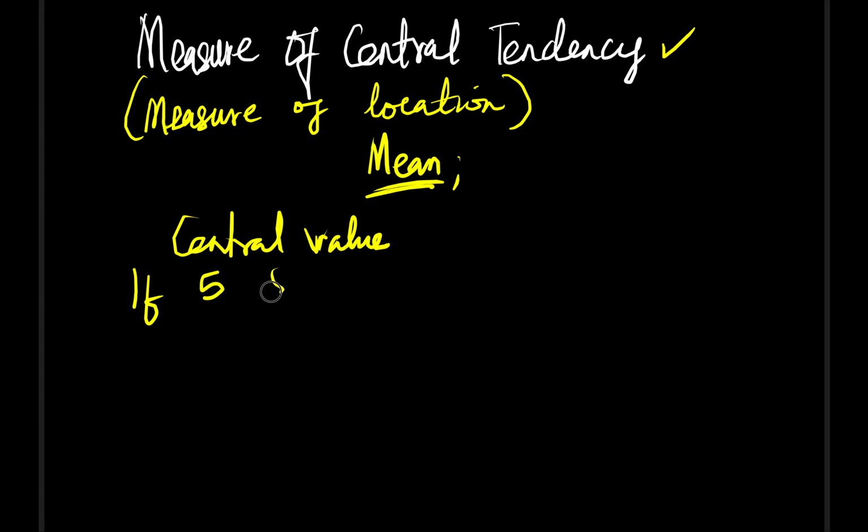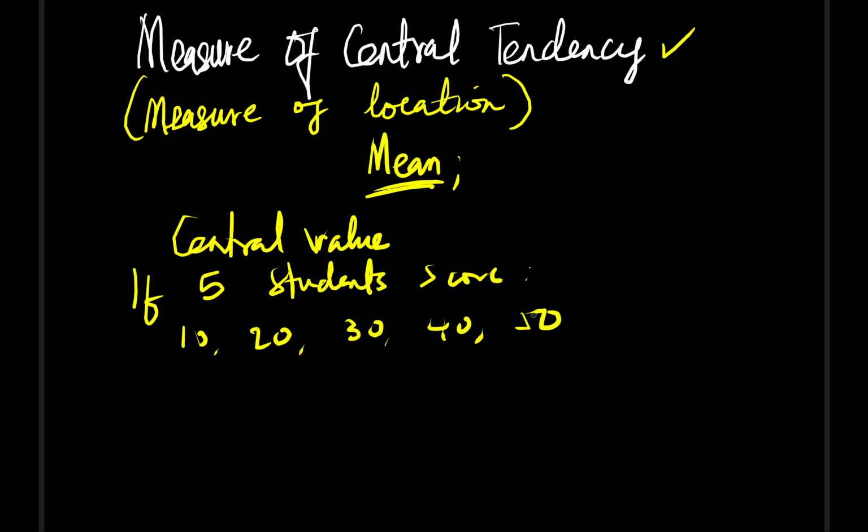If 5 students score, let me just bring random scores. Let's say they scored 10, 20, 30, 40, and let me stop at 50. Then you may want to ask, what is their general performance? That's the first question you want to ask. If you want to know the general performance of these 5 students, that single value we will use to summarize them is what we refer to as measure of central tendency.